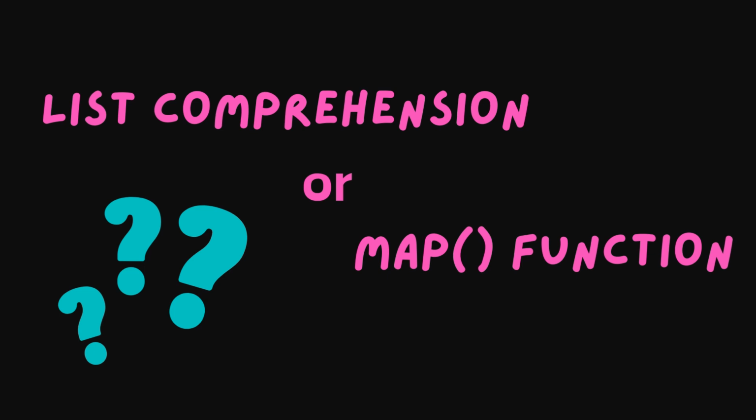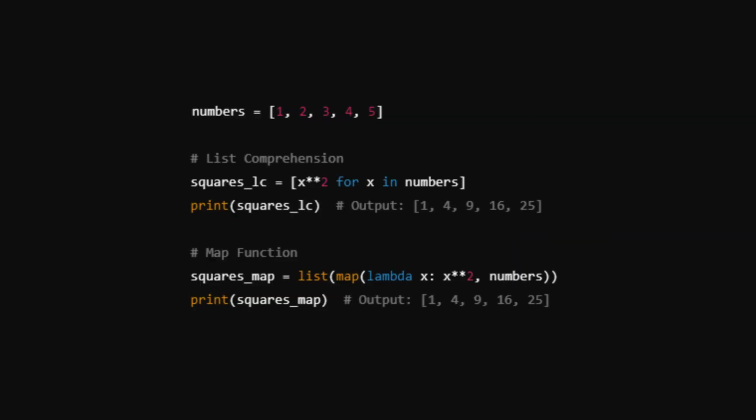Have you ever wondered if it's better to use list comprehension or the map function in Python? Then this video is for you. We're going to look at a few examples and see when each one shines. But first, let's quickly look at how each handles a basic task like squaring a list of numbers.